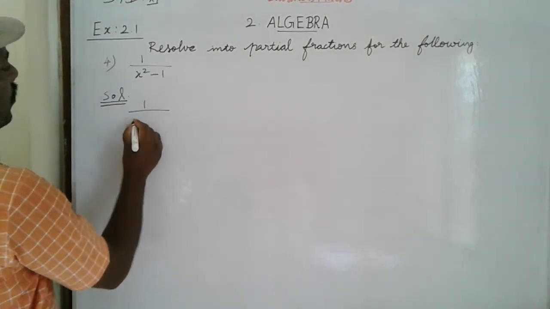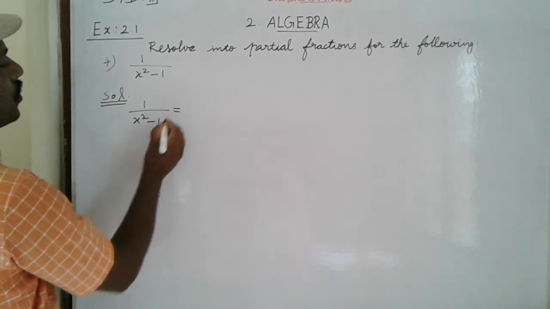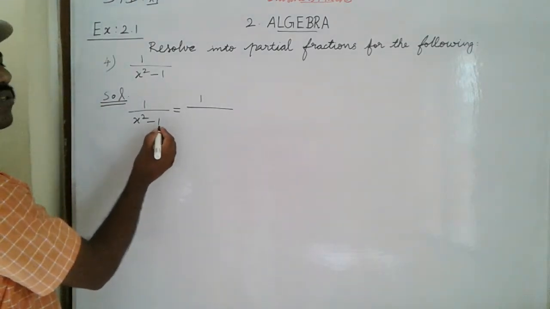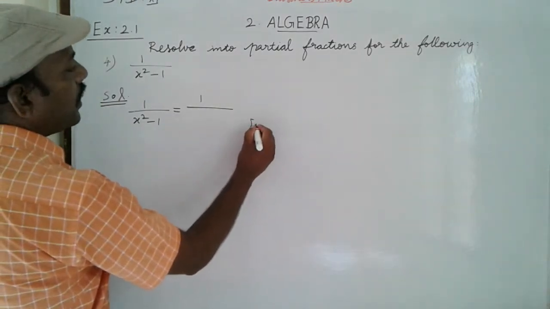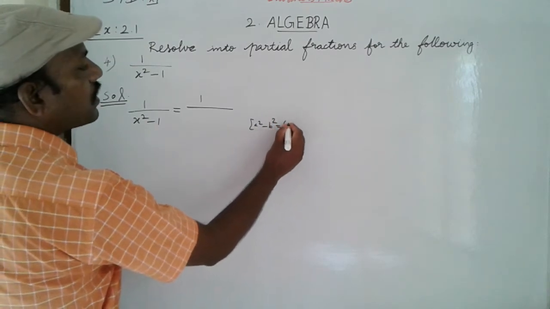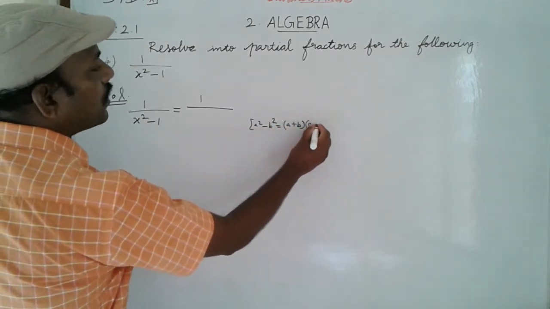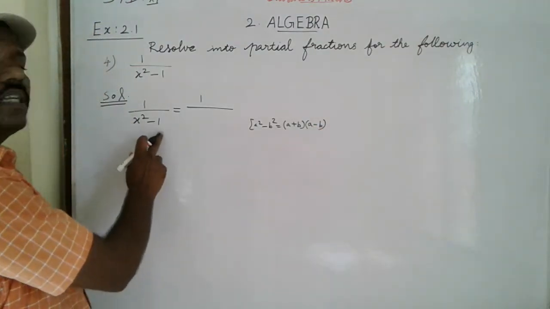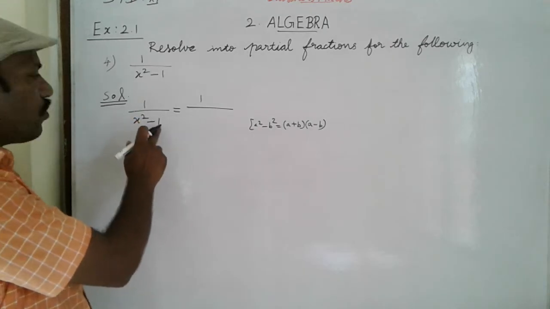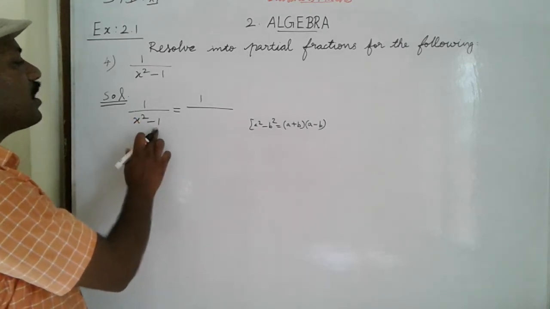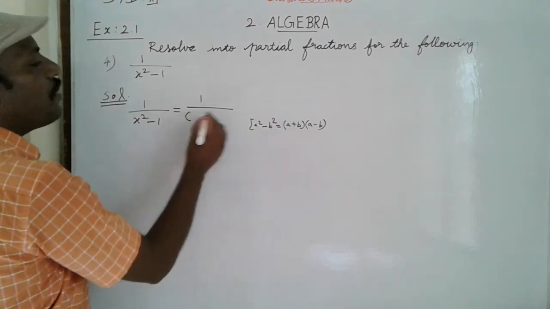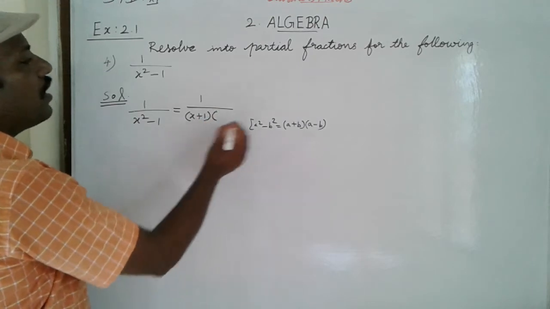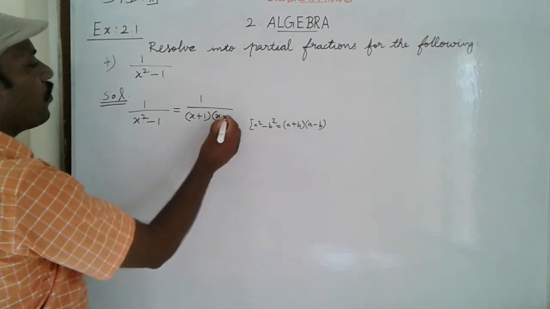Solution: 1 divided by x square minus 1 equal to, we should write like this, 1 divided by a square minus b square formula. We know that a square minus b square is equal to, formula is (a plus b) into (a minus b). So here a is x, square minus b square, b is 1, 1 square is 1. So we should take a square minus b square, substitute this formula: (a plus b) x plus 1 into (a minus b) x minus 1.